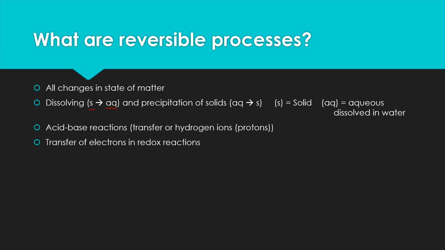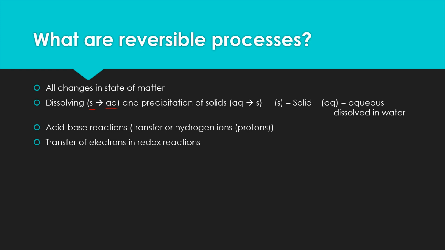They're all aqueous. So if we dissolve something in water, that's reversible because we can evaporate the water and form the solid again. We also call that process the precipitation of a solid, because the solid kind of falls out or sinks to the bottom. So that's precipitation. That's the aqueous solution forming the solid, or crystallizing that solid.